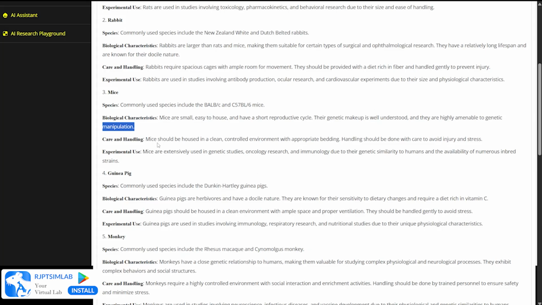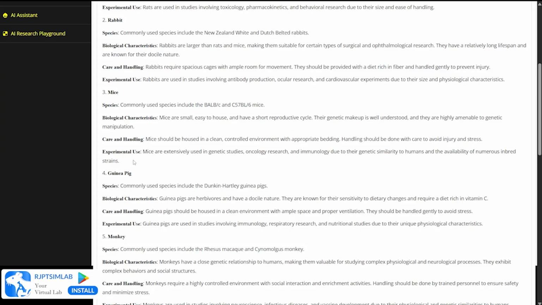Caring and handling: mice should be housed in a clean and controlled environment with appropriate bedding. Handling should be done with care to avoid injury and stress. And the experimental use of mice is that they're extensively used in genetic studies, oncology research, which means cancer research, and immunology due to their genetic similarity to humans and the availability of numerous inbred strains.